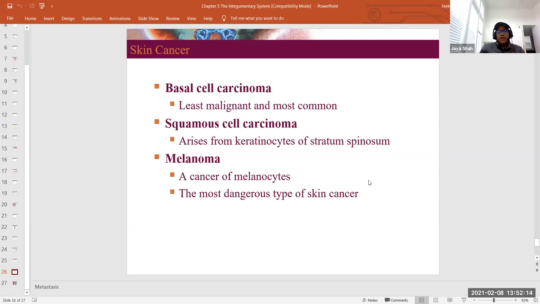Another is squamous cell carcinoma. They arise from keratinocytes of stratum spinosum. They are slightly more invasive than basal cell carcinoma. And the most dangerous is melanoma. This is the cancer of melanocytes. This is most dangerous and it causes metastasis. By the time you find melanoma, the cancer has already spread to other parts of the body like liver, bone marrow, brain. That's why when you have an abnormal mole in your skin, which is increasing in size, increasing in color, painful, with irregular margin, then you suspect that's a cancer and you go to a doctor and take it out, okay?